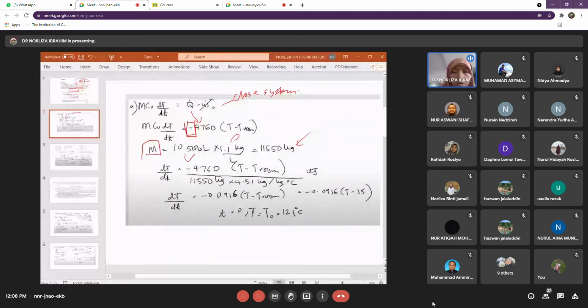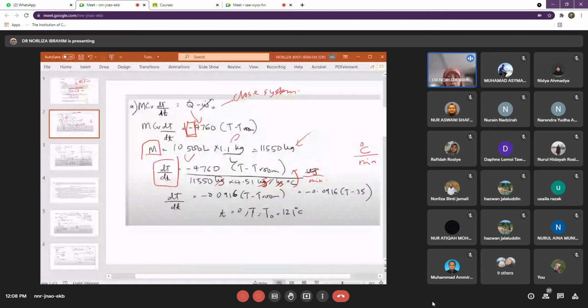Make sure the units are consistent. Make sure it is in degrees C per minute, because this dT/dt must be degrees C per minute. If you look here, your Q is kilojoule per minute, your mass is kilogram, and your Cv is kilojoule per kilogram degree C. If you cancel the kilogram with the kilogram, you are left with degrees C per minute. So that is the unit of the differential equation.